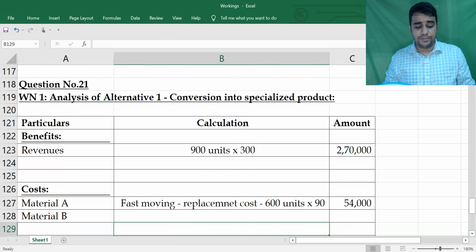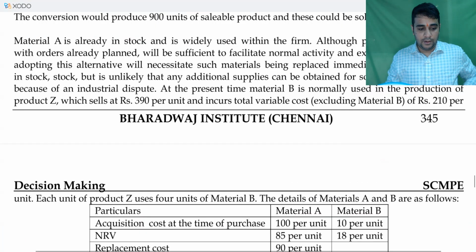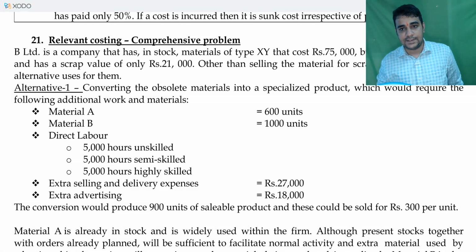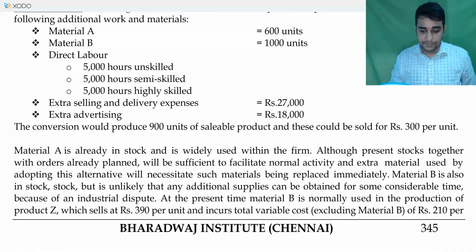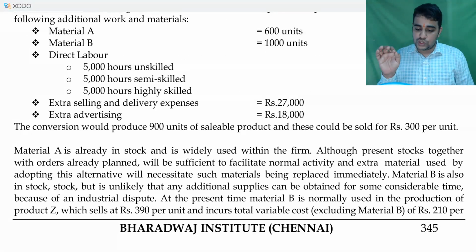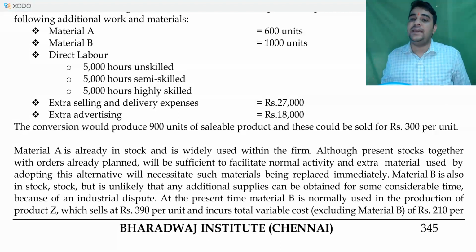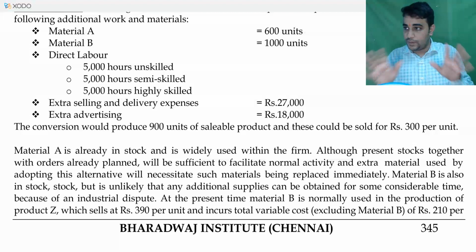Okay, coming to material B. I need some 1000 units of material B. Material B is also in stock, but it is unlikely that any additional supplies can be obtained for some considerable time because of an industrial dispute. At present, it's normally used in the production of product Z. Is material Z available or not available? The answer is available.